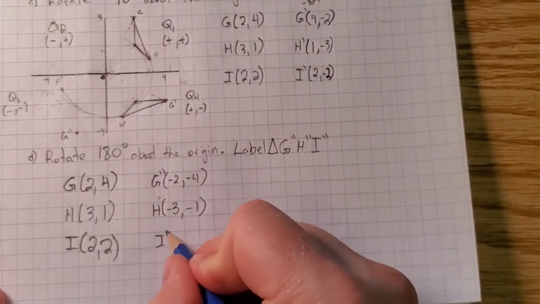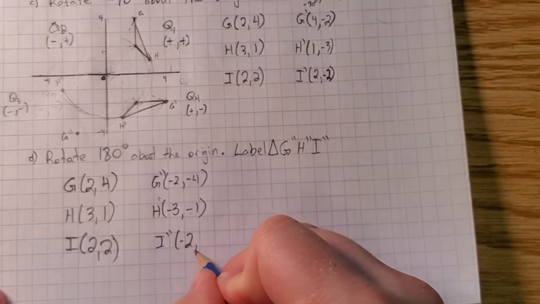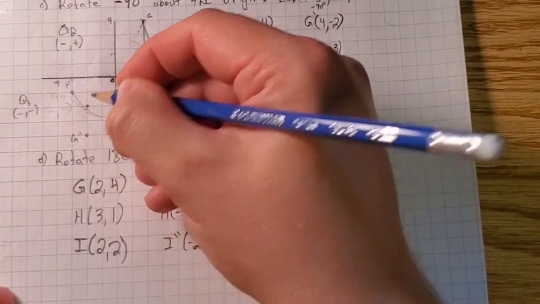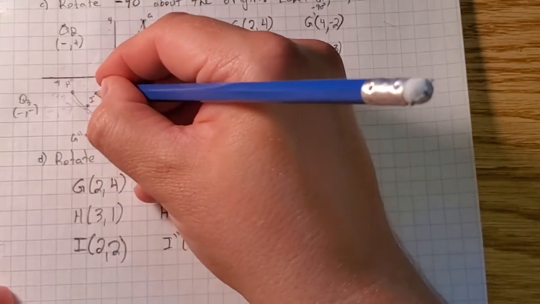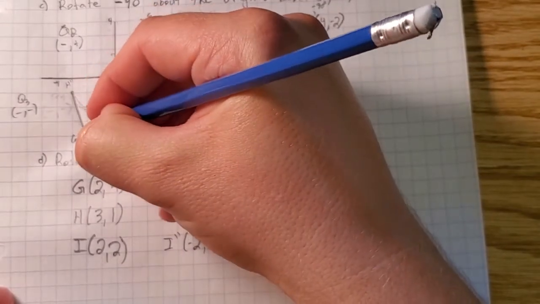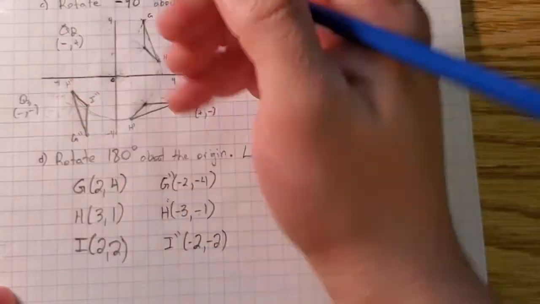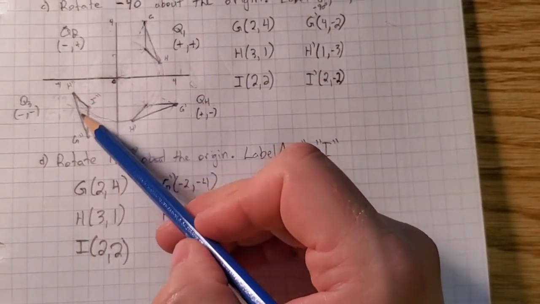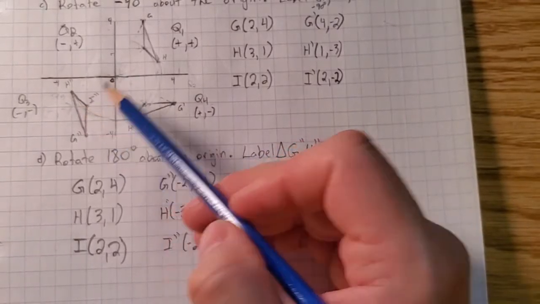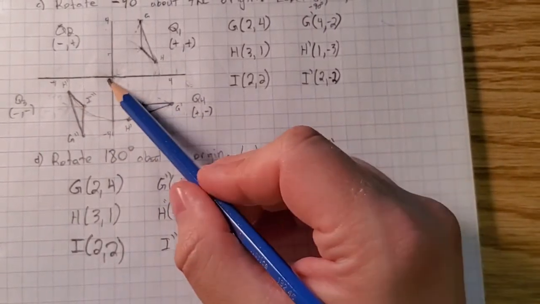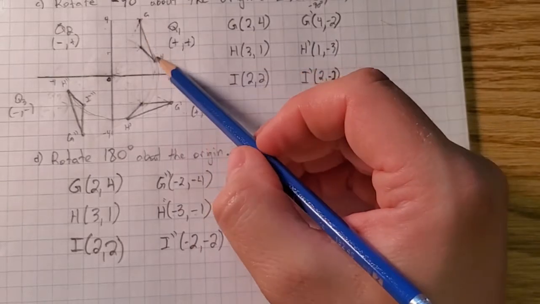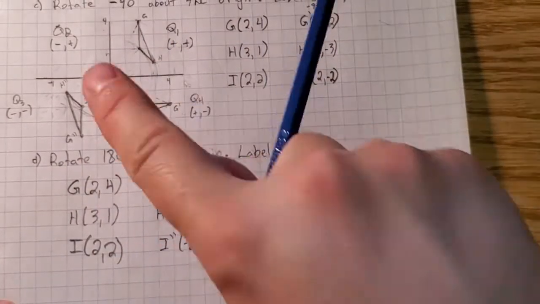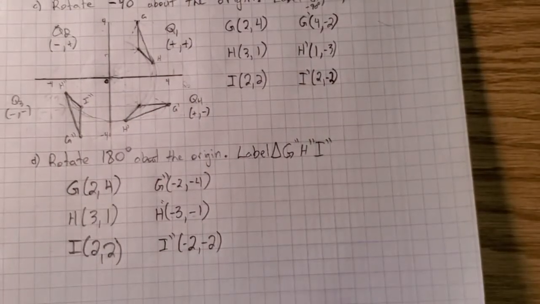And I double prime is going to be -2, -2. Let's go -2, -2. There is my I double prime. And then we connect this triangle and it'll look like the other two just spun around. Notice that this long edge is further away from the origin than the other two, and this long edge is as well. That's kind of a way to check it. But this was a 180 degree rotation.